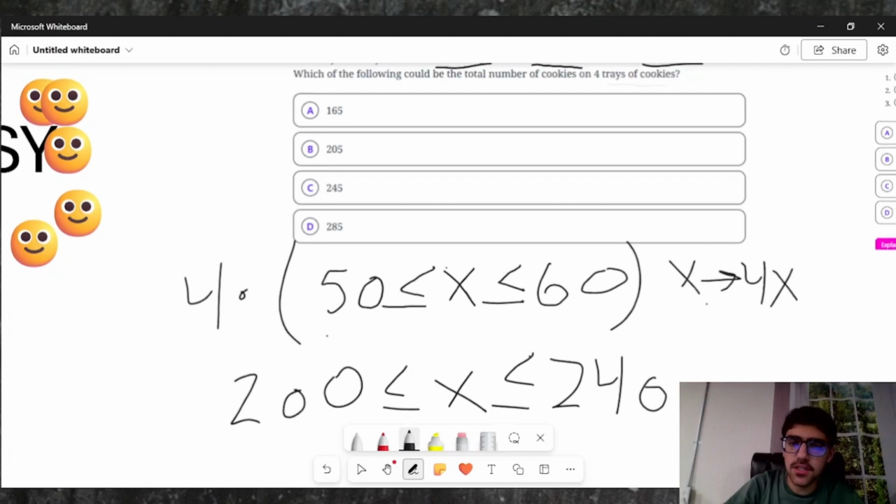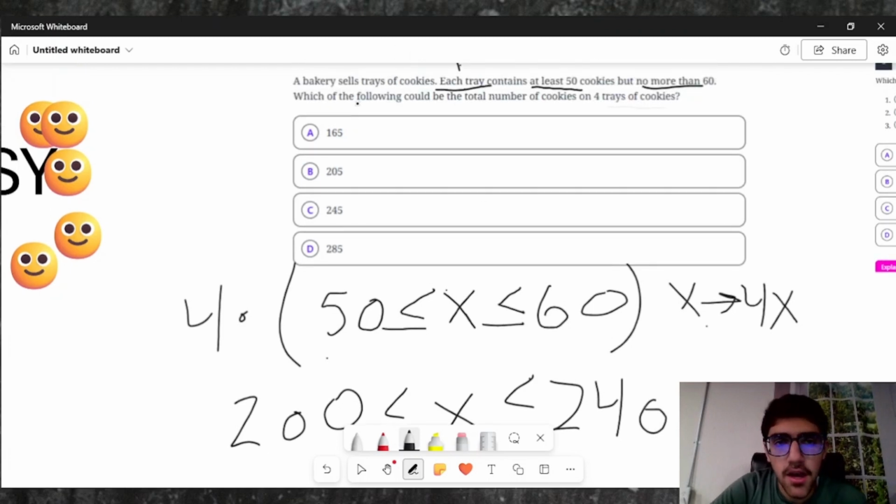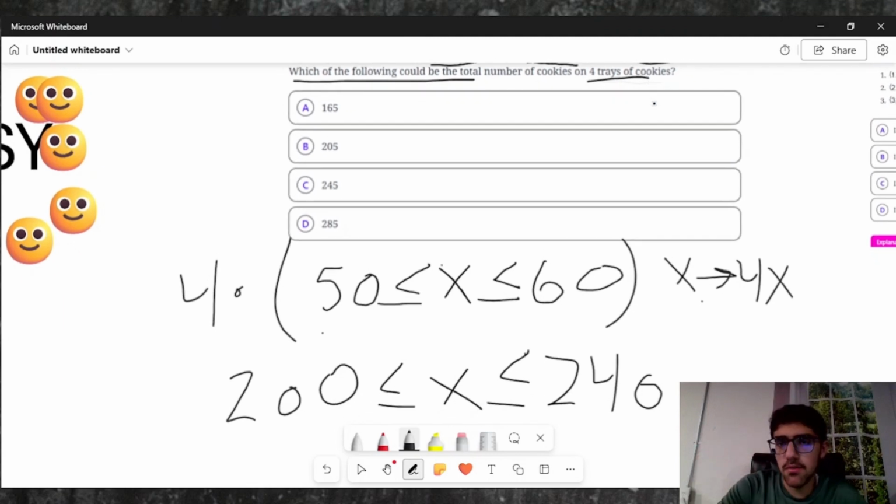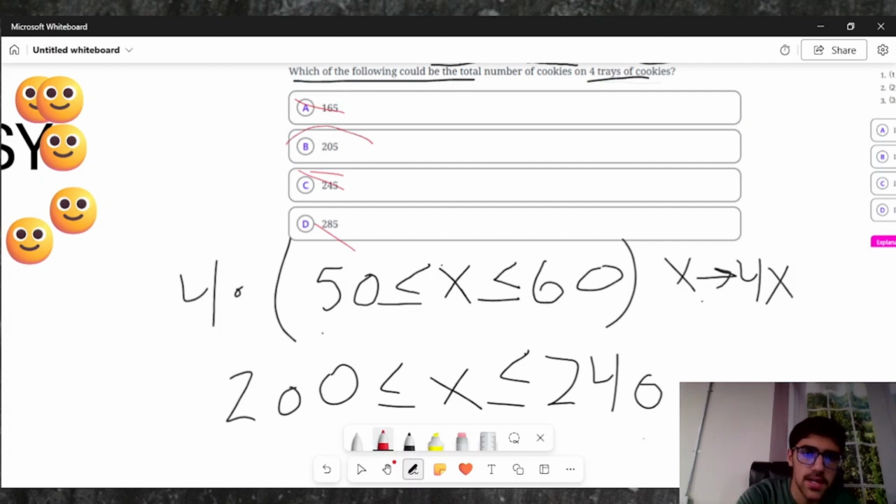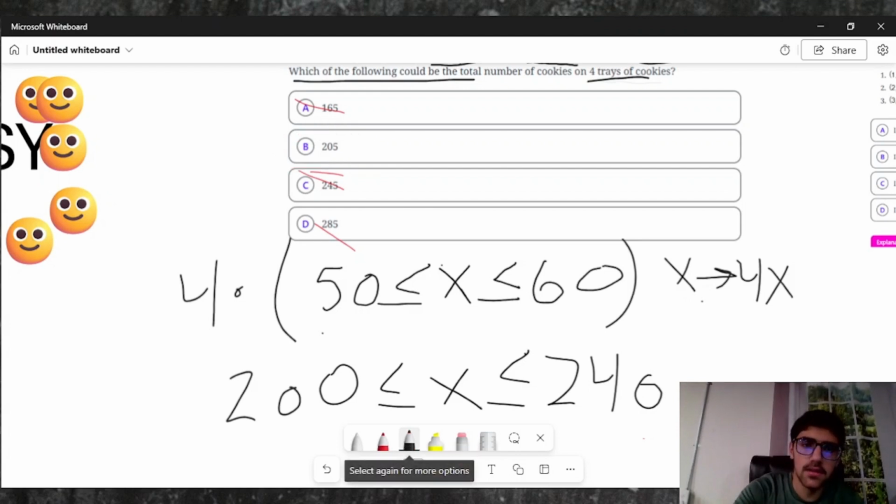Then let's go back and make sure what the question is asking for. Which of the following could be the total number of cookies on 4 trays of cookies? For it to be the total number of cookies on the 4 trays, it has to be a number within this range. 165 is too low. 245 is above, so it's too high. 285 is also too high. Then you see 205 is between 200 and 240, so that is the answer. It's very simple.